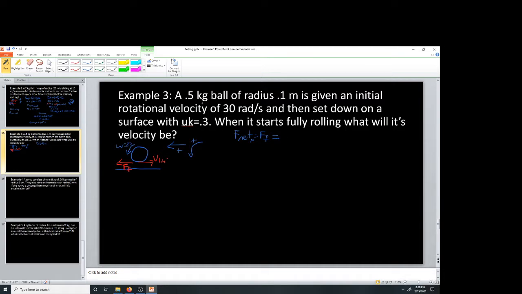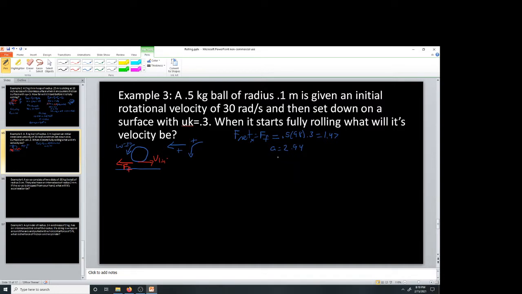So this is 0.5 kilograms times 0.3 times 9.8. So it's 0.5, 9.8 times 0.3. 0.94. Oh, that's newtons. Actually, that's wrong. Sorry, y'all, that's wrong. It's 1.47. Then the acceleration is 2.94.